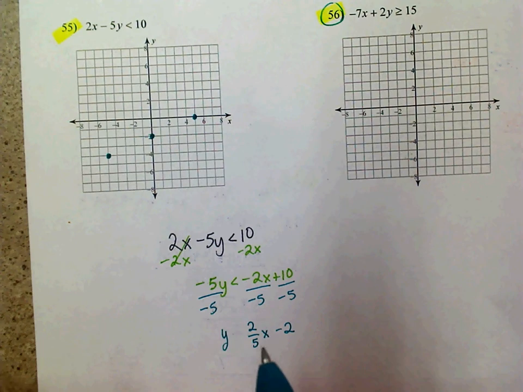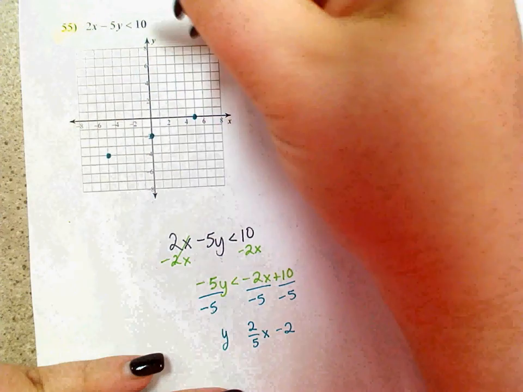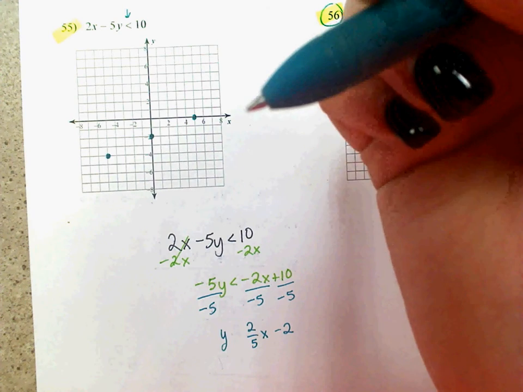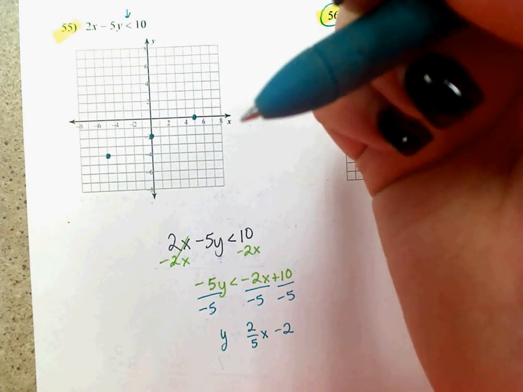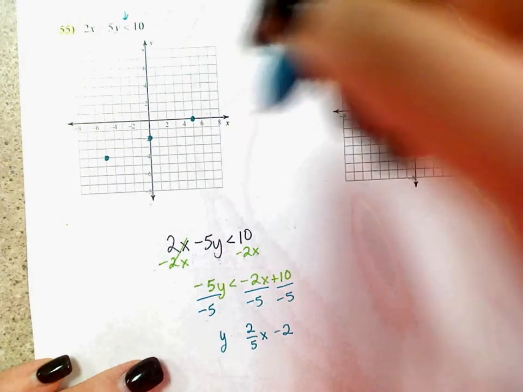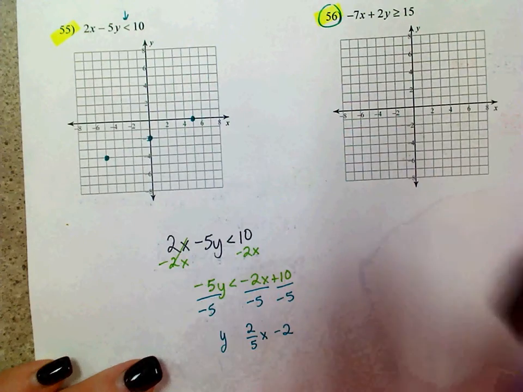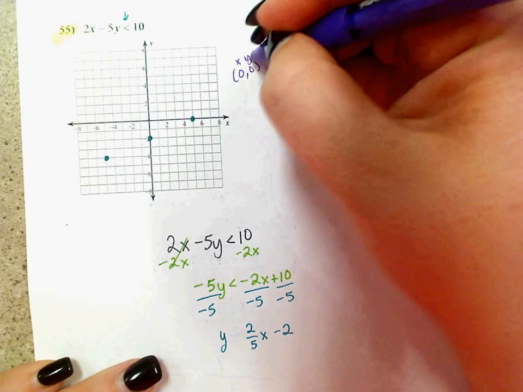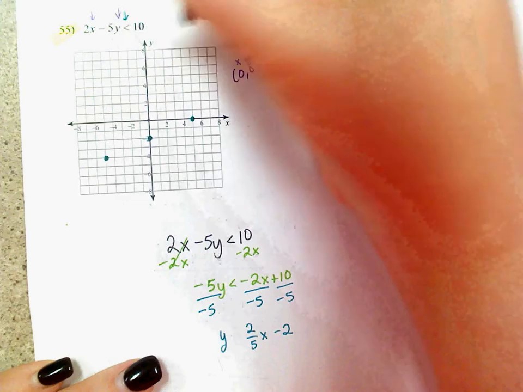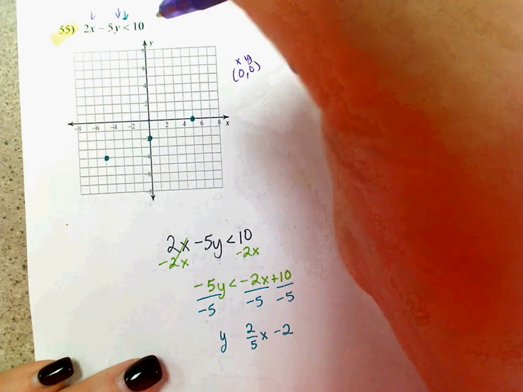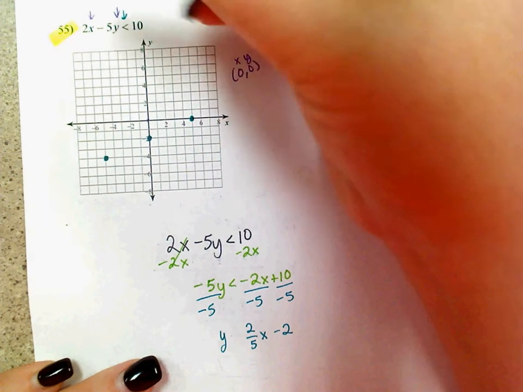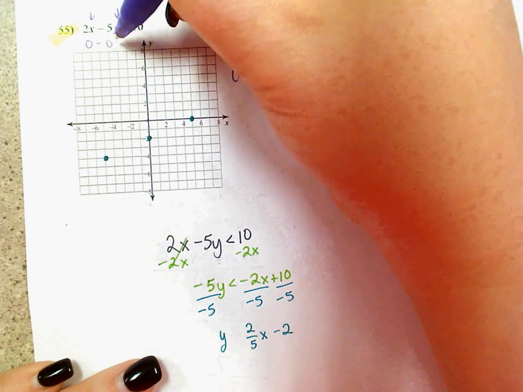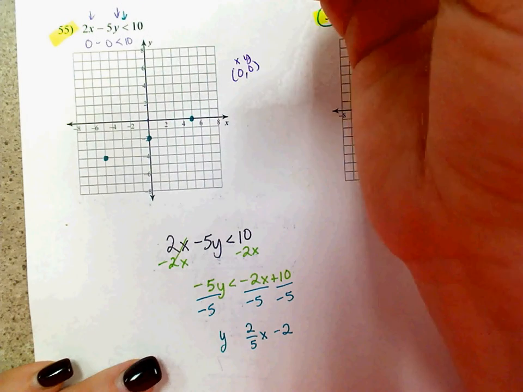Now, as far as shading goes, this right here says less than, right? But I'm going to go ahead and figure out which points actually make this work. I'm going to check the point 0, 0. If I plug in x equals 0 and y equals 0 into this, and it works out, then it's part of my solution set. So this says 2 times 0, which is 0, minus 5 times 0, which is 0, is less than 10. And 0 is less than 10.